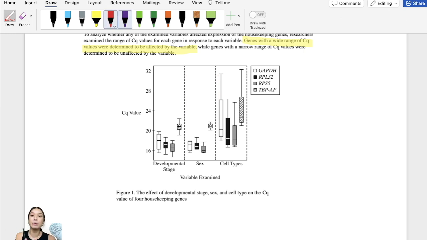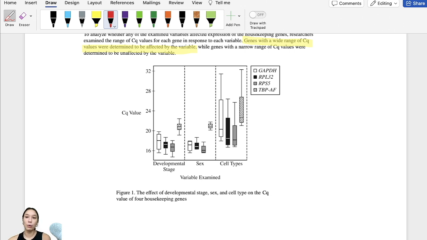So for this one, I would say that TBPAF would be a good control because it has the smallest range of CQ values. It is the most consistent. It does not matter that it is the highest value because, again, you're just using it as a comparison, and that comparison is going to stay the same throughout, okay? I'm just trying to explain why, because I have a lot of students say, oh, because it's the lowest expressed. That does not matter. You're looking for consistency.